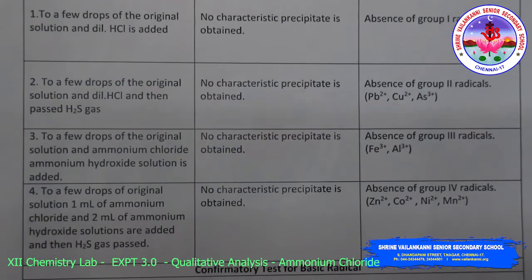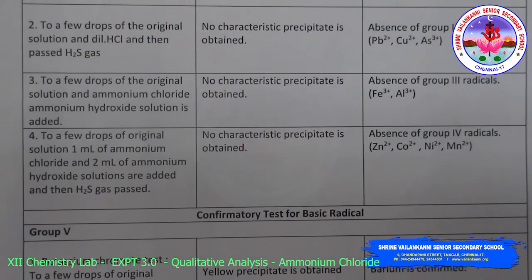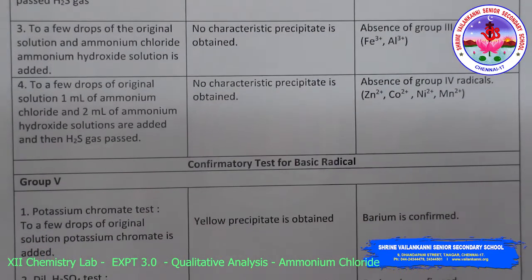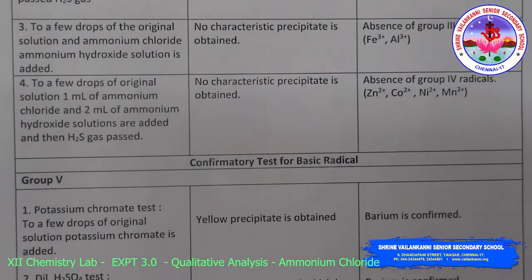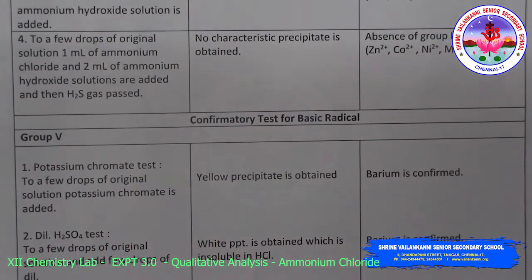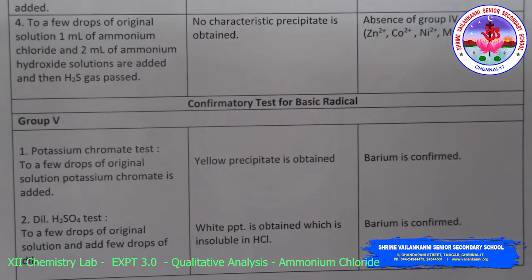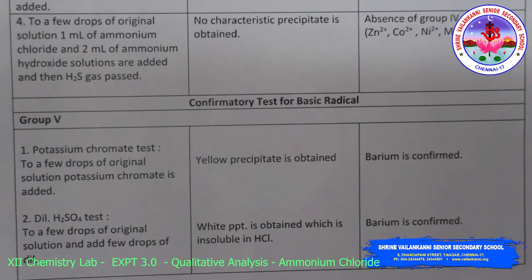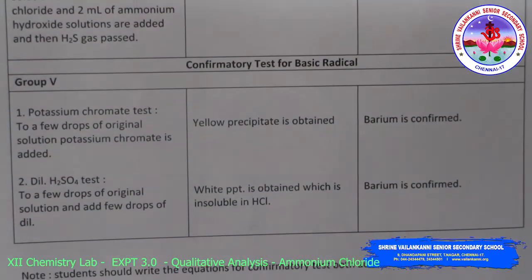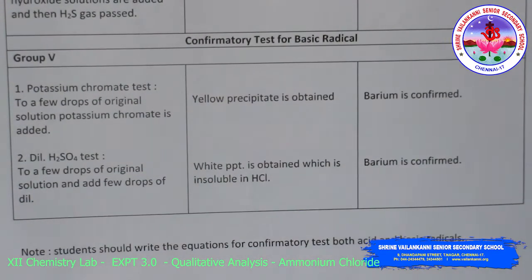Then few drops of original solution, add ammonium chloride and ammonium hydroxide solution, no characteristic precipitate, so absence of group 3 radicals. Then to few drops of original solution, 1 ml of ammonium chloride and ammonium hydroxide solution is added and pass H2S gas, no characteristic precipitate, so absence of zinc, cobalt, nickel and manganese, that is absence of group 4 radicals. Then confirmation test for basic radical: because I gave barium chloride, group 5, barium, is present.